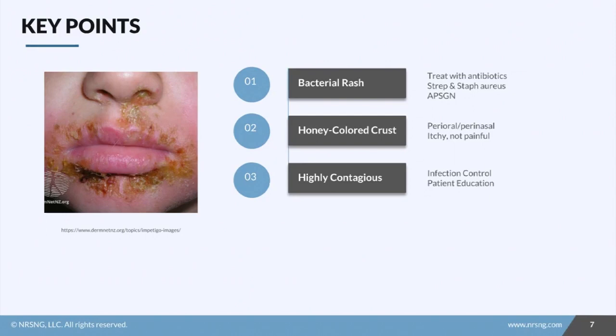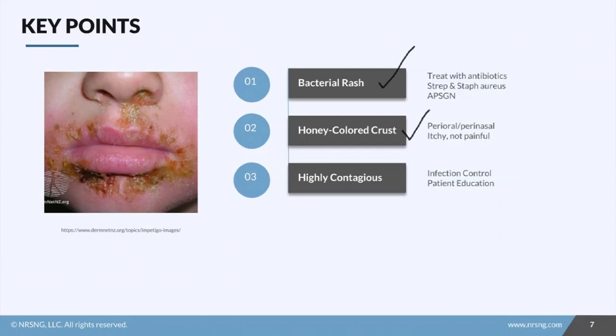So first, remember that impetigo is a bacterial rash. And so from this, you should be able to remember that it's treated with antibiotics, that its common causes are strep and staph bacteria, and then lastly, that you could get that complication of acute post-streptococcal glomerulonephritis from the strep infection. Number 2, don't forget that it has a very unique presentation, which means it's very testable.